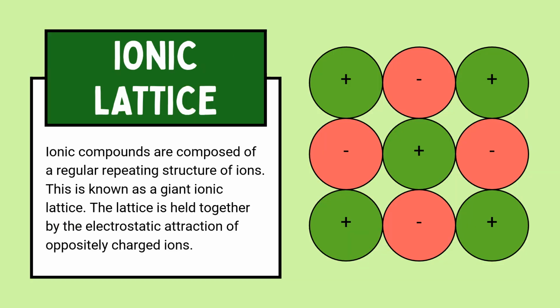Next, ionic lattice. Ionic compounds are composed of a regular repeating structure of ions. This is known as giant ionic lattice. The lattice is held together by the electrostatic attraction of oppositely charged ions. You can see the ions are not all positive on one side and negative on the other side. Positive and negative are both together.